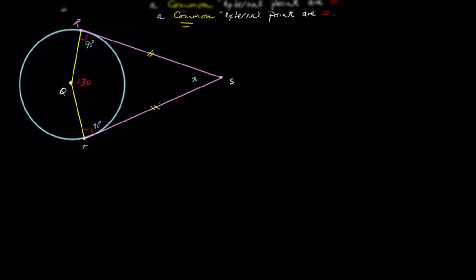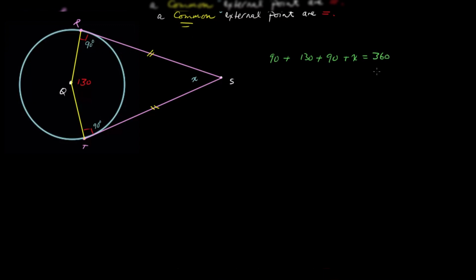So if we were to add all of these angles, because this is a quadrilateral, and the sum of all the interior angles of a quadrilateral add up to 360 degrees, so 90 plus this 130 plus the other 90 plus x must all add up to 360 degrees.